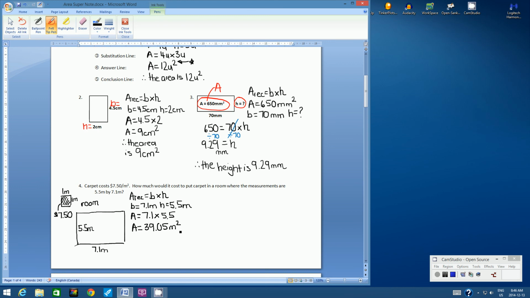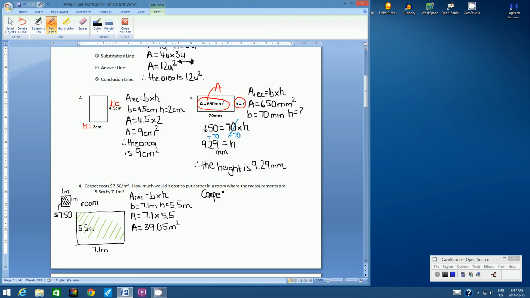Okay, now we don't put our conclusion line here because we're not quite done. Now we know the area of our room. Okay, so now we know the area of this room is 39.05. Well, let's go back to our original question. The original question is, how much would it cost to put carpet in this room? We know that 1 meter by 1 meter squared of carpet costs $7.50, but our room is not 1 meter by 1 meter. It has an area of 39.05 meters. So let's go over here and start part 2 of our answer.